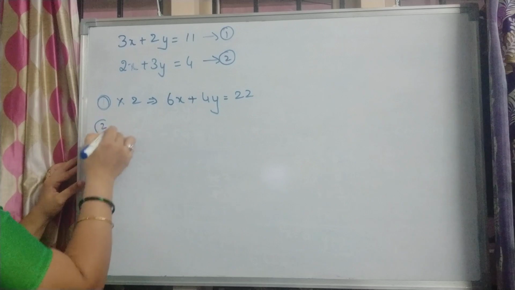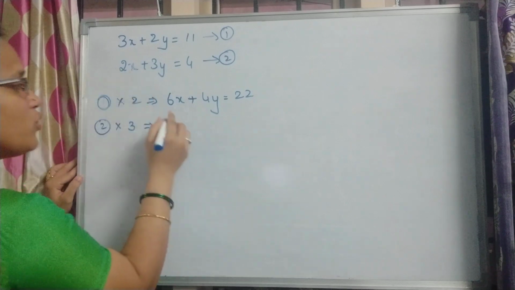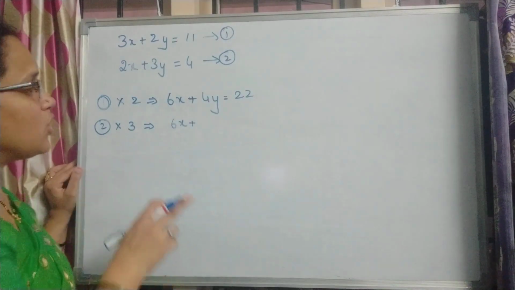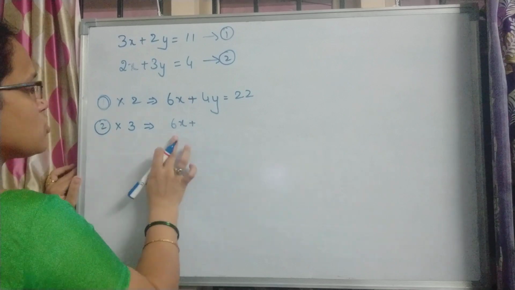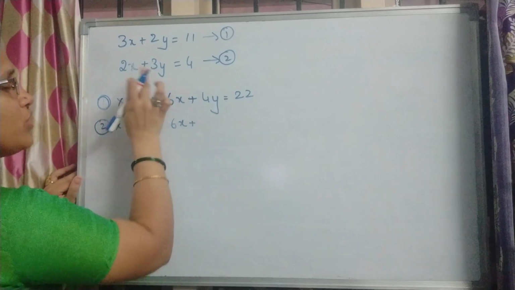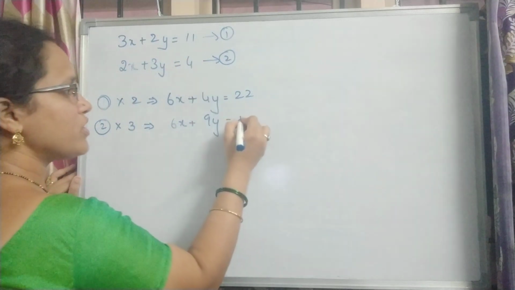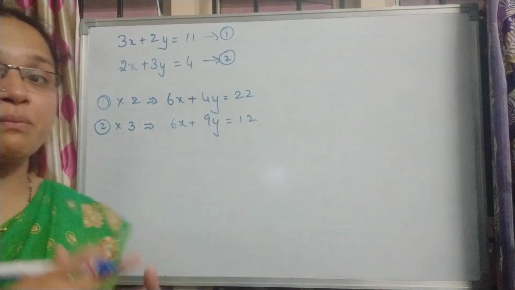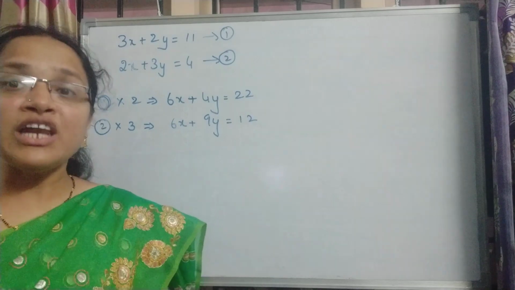Now let us multiply the second equation by 3, so that 3 times 2 is 6. Our final aim here is to make the coefficients equal. So 6x, then 3 times 3 is 9y, is equal to 3 times 4, which is 12.